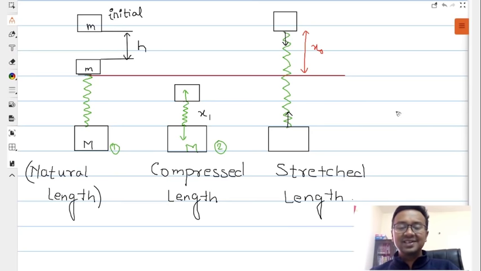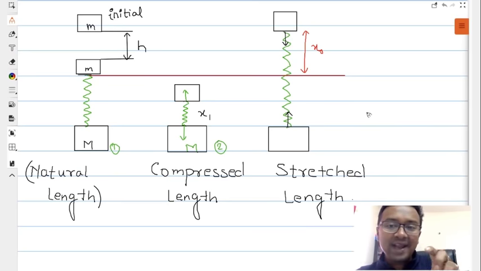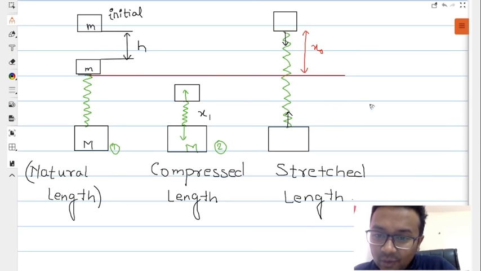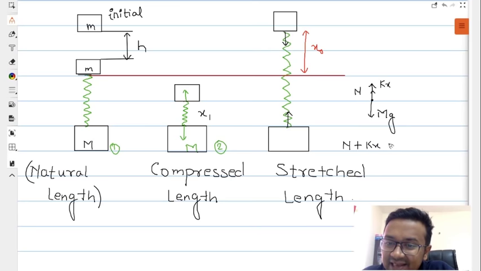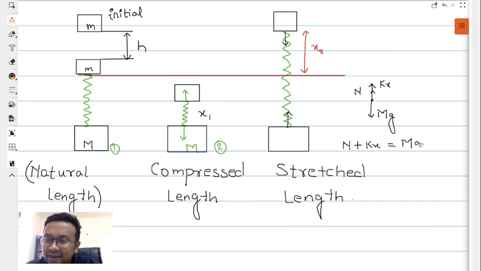Then what is my free body diagram at that instant? What are the forces acting on it? Spring force upwards, kx, and normal upwards, equal to mg. So the equation will be N plus kx equals mg. Is the idea clear to all of you?